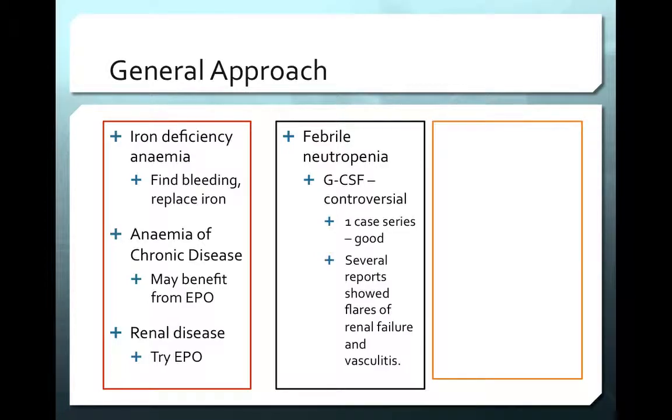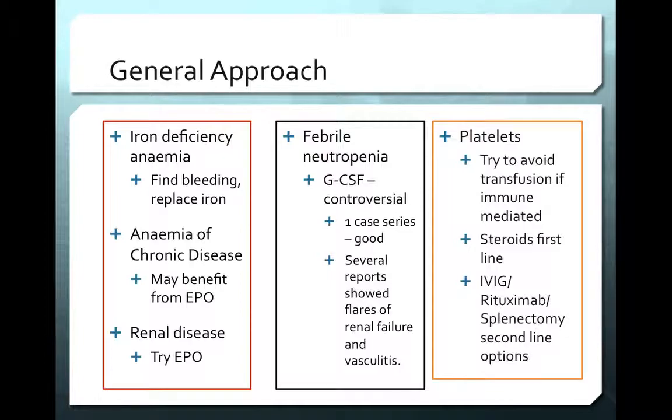From the platelet point of view, it's managed similar to an ITP. We basically try to avoid transfusion if it's an immune-mediated cause. Steroids are first line, even more so than normal ITP. And then you've got your other things such as IVIG, rituximab and splenectomy as second line options.